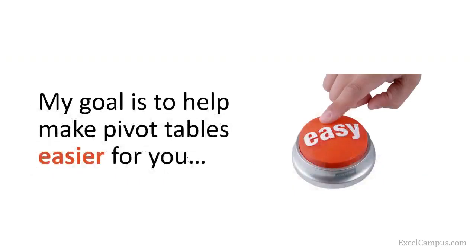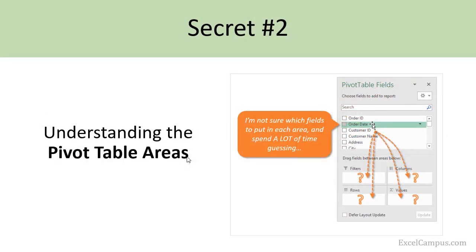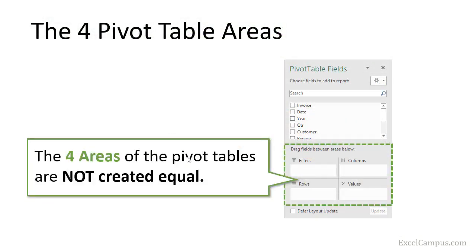Yeah. That's it. So my goal is to help make pivot tables easier for you, kind of make them push button easy to understand. So that gets us into secret number 2, which is understanding the pivot table areas. We have these 4 areas on the right where we can drag the fields into, and that can be confusing, like which field do I put in which area? Sometimes that causes a lot of frustration and you spend a lot of time guessing which one. So the point here is that the 4 areas of the pivot table are not created equal. They all do different things. Each of these 4 areas do almost completely different things.